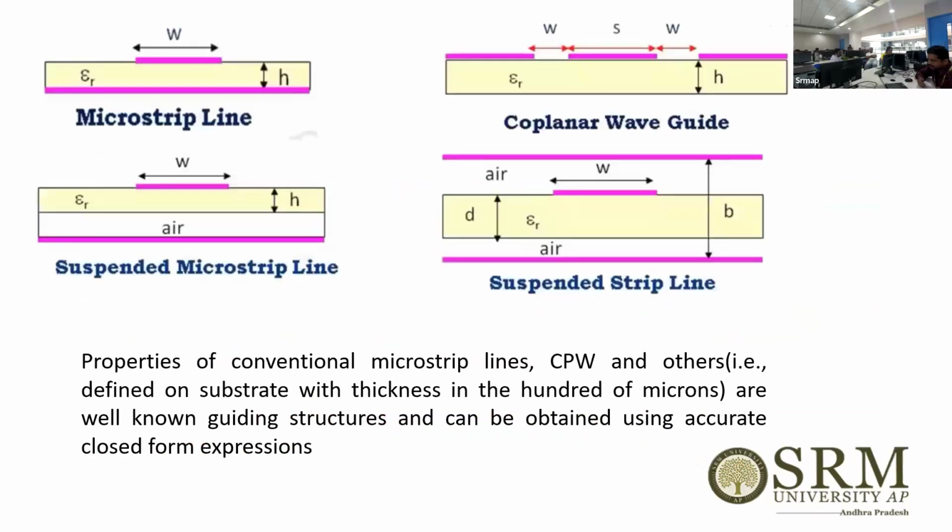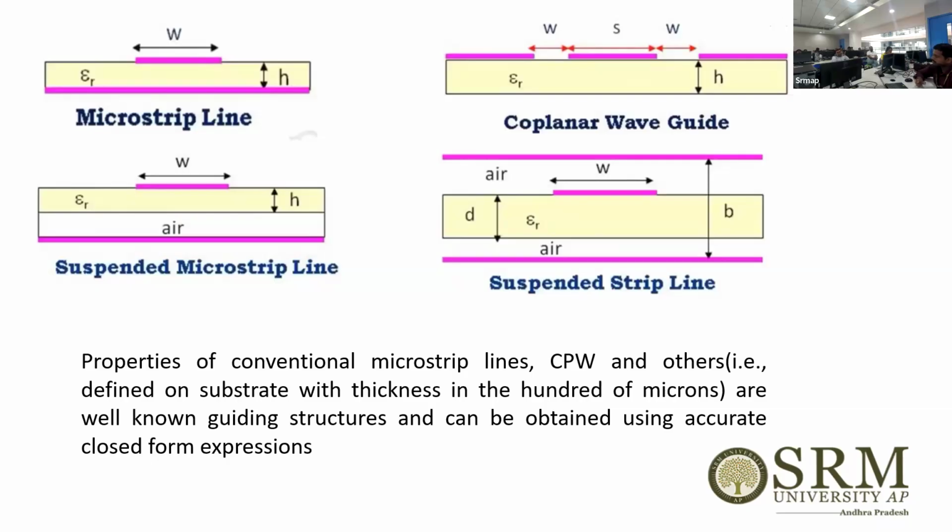Here, these are the well-popular guiding structures that we have come across in waveguide technology, like microstrip lines, suspended microstrip lines, and coplanar waveguides. They can be used only for lower frequency guiding purposes. If we use them for higher frequencies like terahertz and beyond, they fail. That is the major drawback of this type of conventional waveguide.